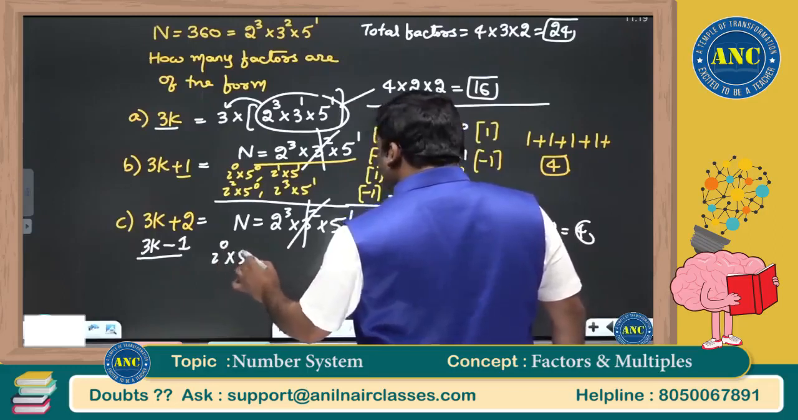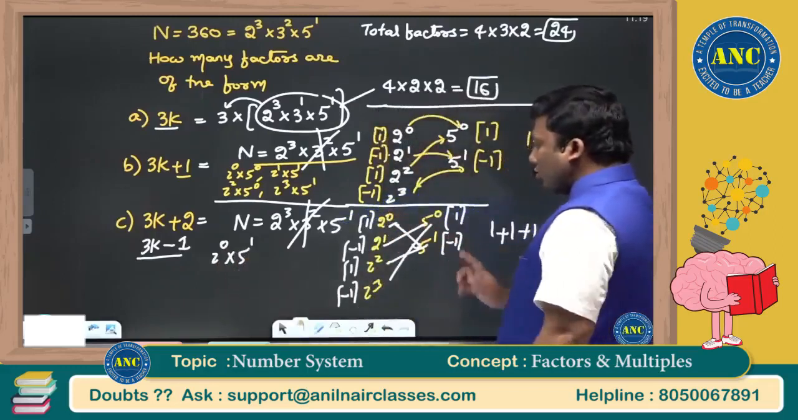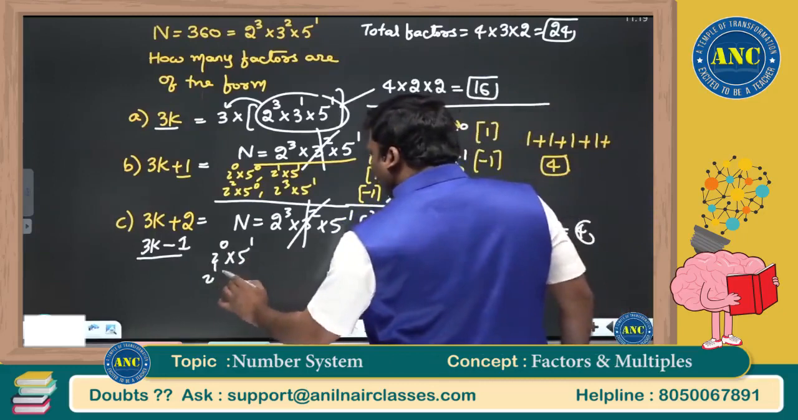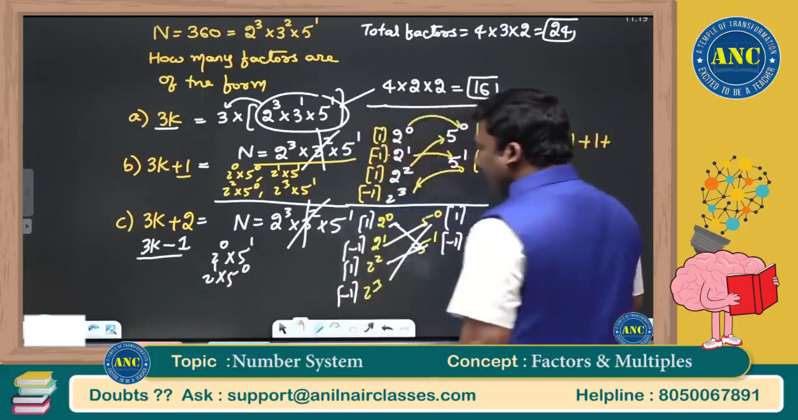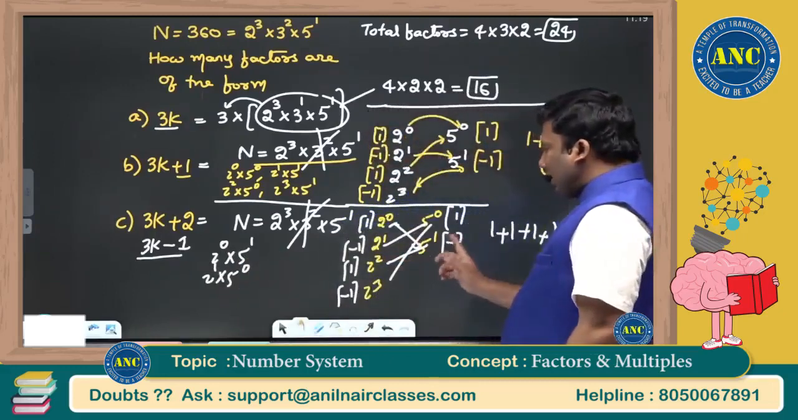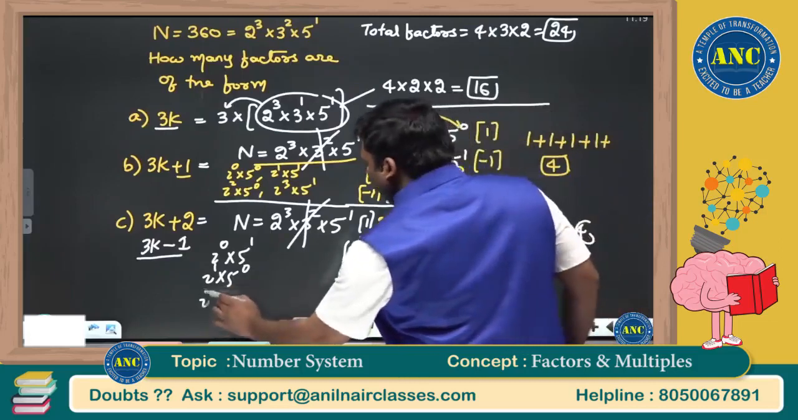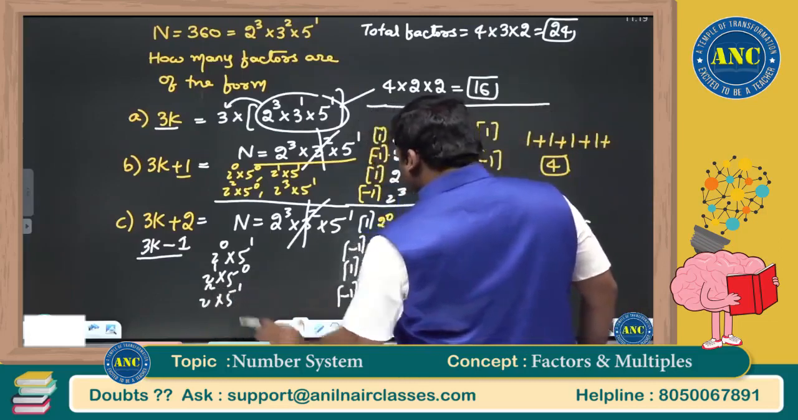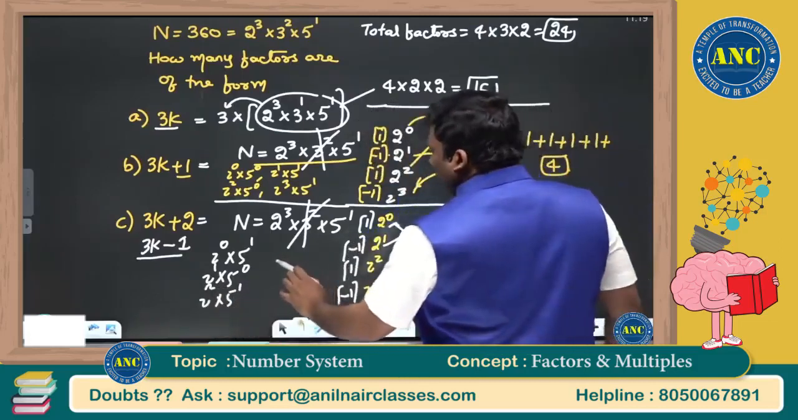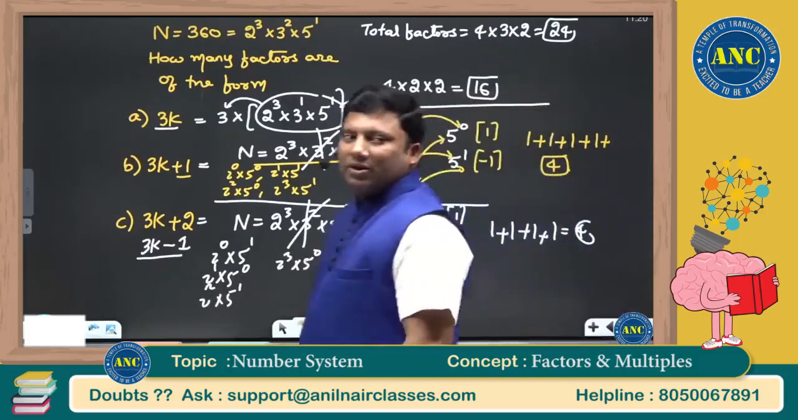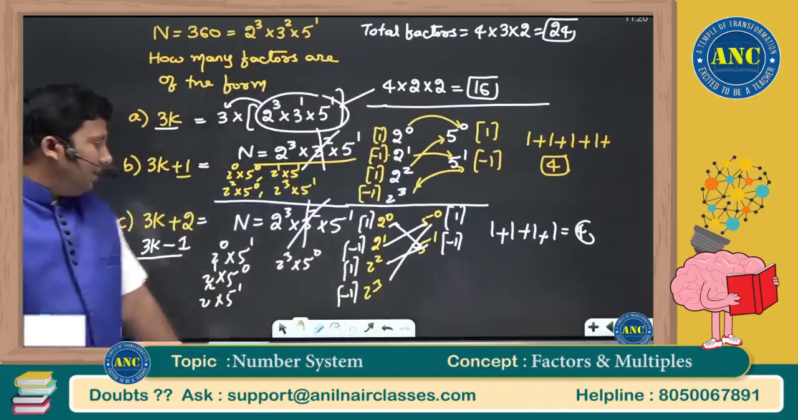2 power 0 into 5 power 1, 1 into minus 1. 2 power 1 into 5 power 0. Another case, 2 square into 5 power 1. Next case, 2 cube into 5 power 0. I hope the idea is clear.